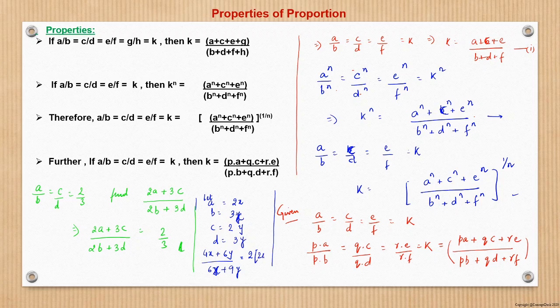I can write this as 2x plus 3y upon, here I can take 3 common. I can write this as 2x plus 3y, and this gets cancelled. So what remains is 2 by 3, right? This is the generic way of solving this problem of this nature.